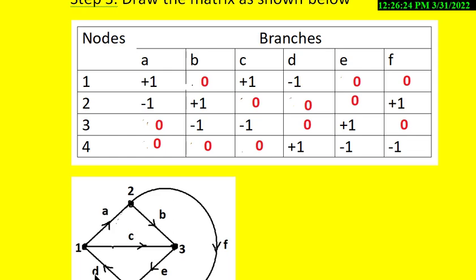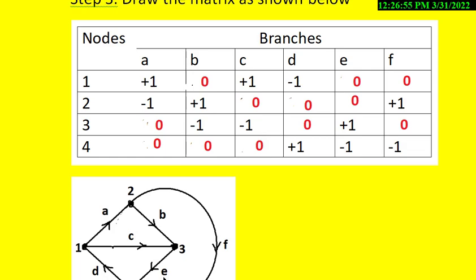So for these elements, put zeros: A, D, F. Next, what are the elements connected for this? Element B, branch B, that current is flowing towards the node 3. So put minus here. Branch C current is also flowing towards the node 3. Put minus 1 here, for C.